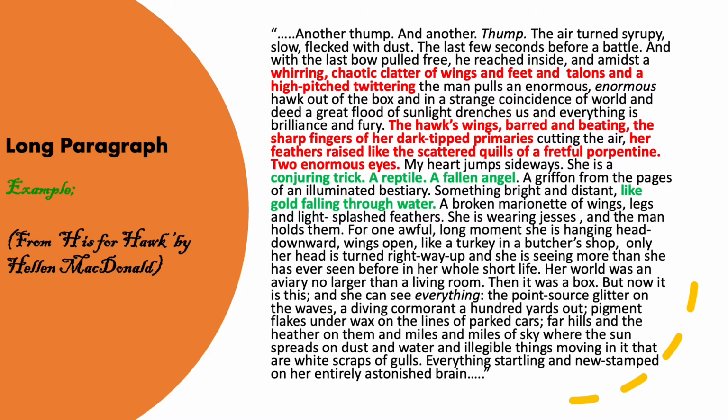In Igcse for Hawk, Helen MacDonald uses a long paragraph to give a detailed description of the hawk she chooses in the pet store. Here, the physical appearance and its behavior is vividly described in a long paragraph to show her obsession with her dream hawk.